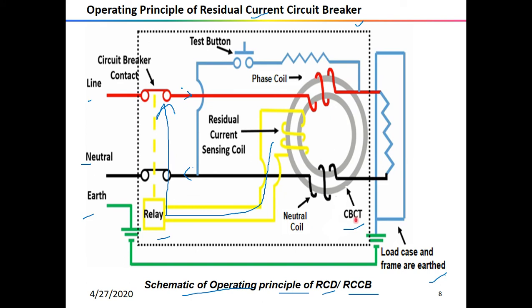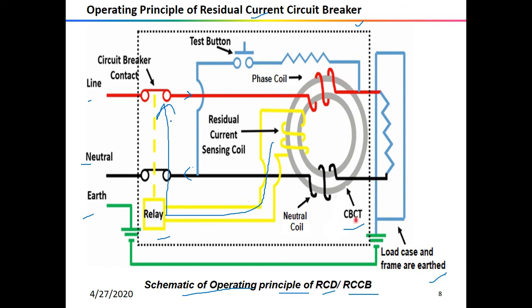When the line and neutral currents are balanced, as in a healthy circuit, they produce equal and opposite magnetic flux in the transformer core, and as a result there is no current generated in the sensing coil. If the current entering and the current leaving are the same, there will be no current in this sensing coil. However, when the line and neutral currents are not balanced, they create an out of balance flux, and this will induce current in this winding, which operates the tripping mechanism.